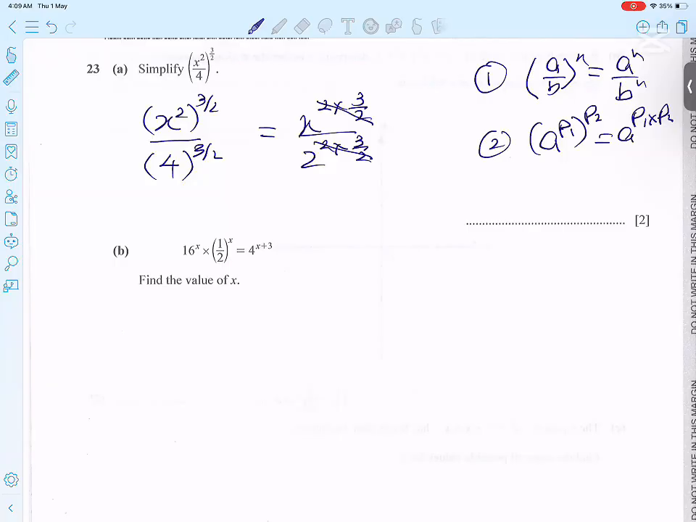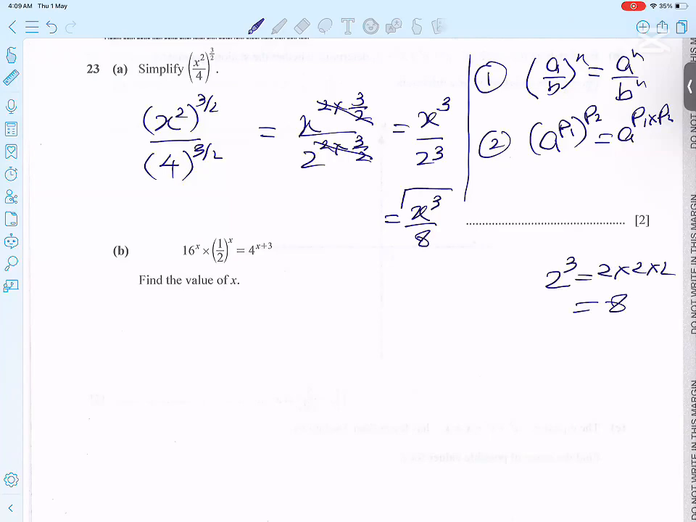2 cancel, 2 cancel. I got x to power 3 and divided by what, students? Divided by 2 to power 3. You stop it here or write it as x to the power 3 by 8, because 2 to the power 3 means 2 into 2 into 2. So 8. This is my final answer.